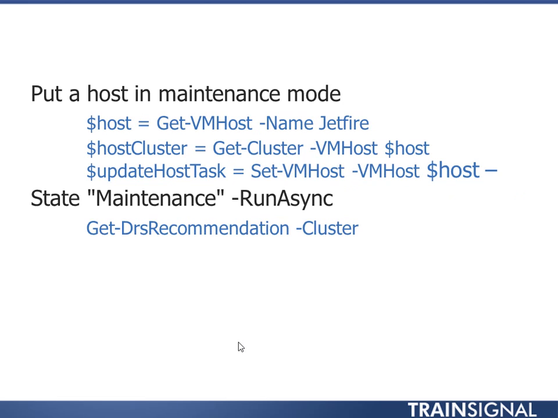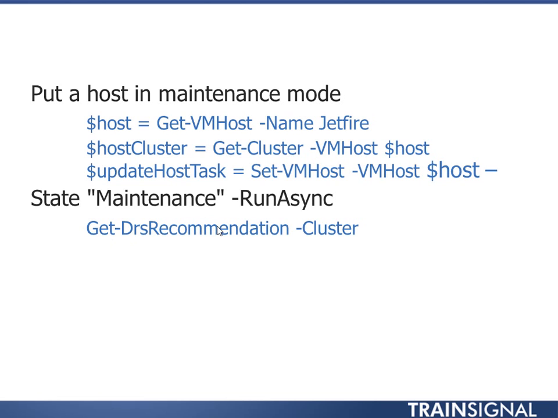Then we can update host task equals Set-VMHost. So we're setting a parameter on which host? The one in the host variable. We're setting the state to maintenance, which is maintenance mode, and then we're telling it to run asynchronously, meaning go start this task, but don't wait for it to finish before moving on to the next thing.